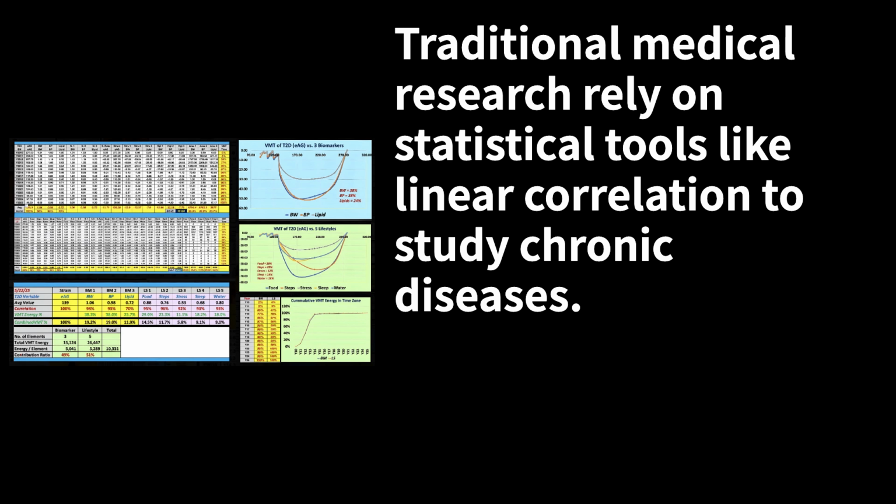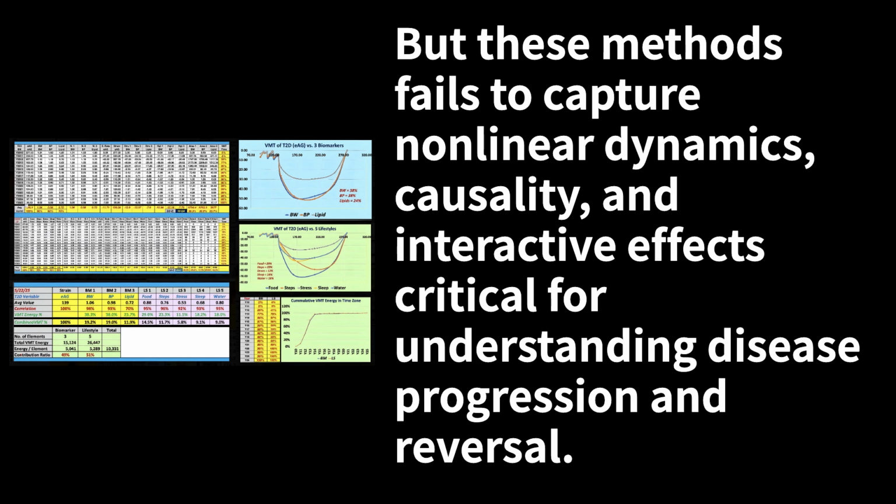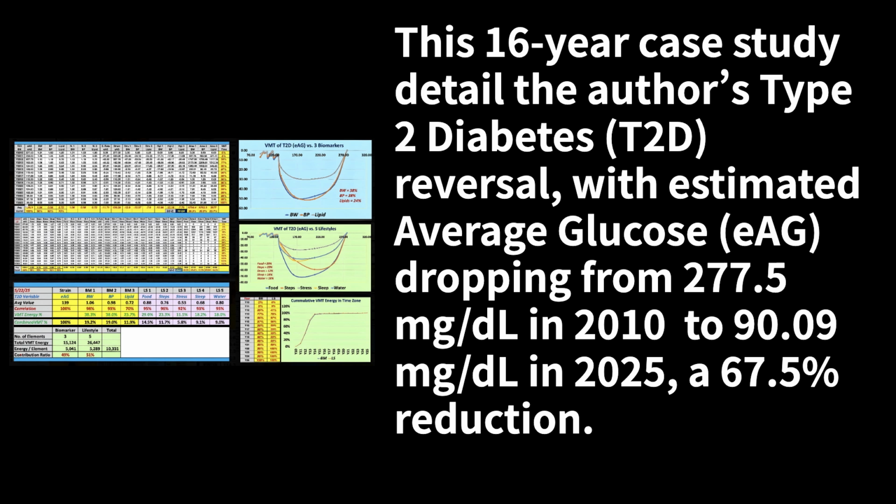Category: Diabetes. Abstract. Traditional medical research relies on statistical tools, like linear correlation, to study chronic diseases, but these methods fail to capture nonlinear dynamics, causality, and interactive effects critical for understanding disease progression and reversal. This 16-year case study detailed the author's type 2 diabetes, T2D, reversal, with estimated average glucose, EcG, dropping from 277.5 mg per deciliter in 2010 to 90.09 mg per deciliter in 2025, a 67.5% reduction.